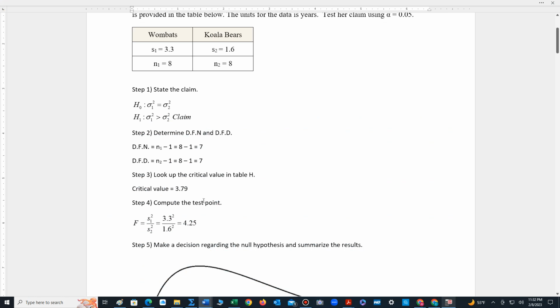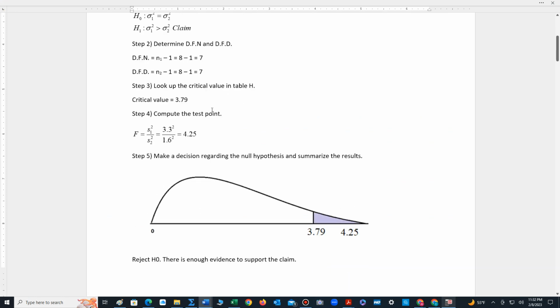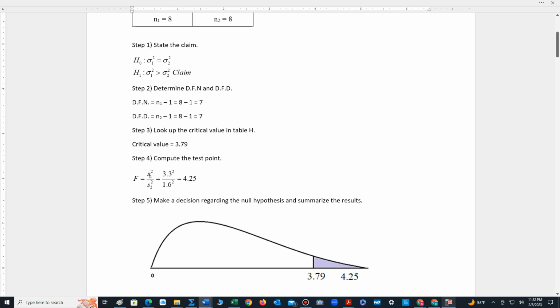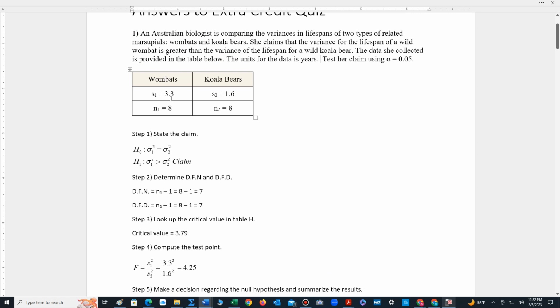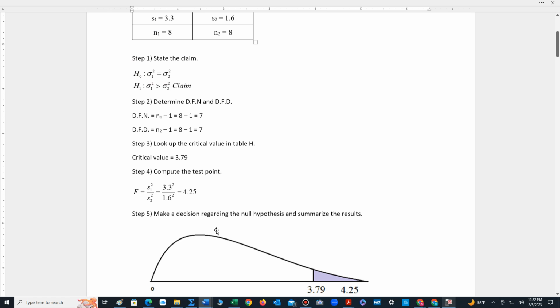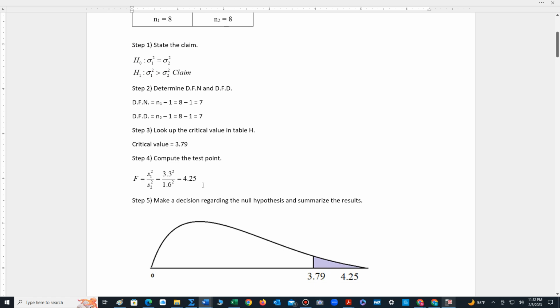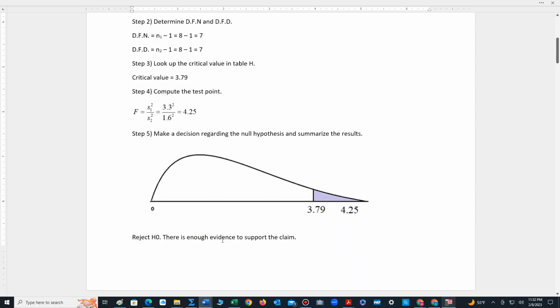So 3.79. We then compute the test point. It's S1 squared divided by S2 squared. So we take 3.3 squared divided by 1.6 squared. That gives us 4.25. We make our decision. 4.25 is in the critical region because it's greater than 3.79. Thus, we reject H naught, and there is enough evidence to support the claim.